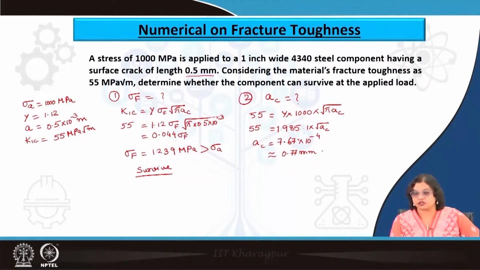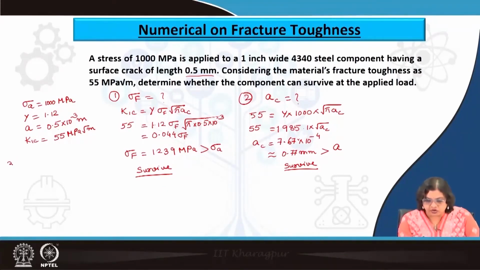Okay. Now, the existing crack length is only 0.5 millimeter. So, that makes this greater than A, the given A. Of course, that means that if we have a crack of 0.7 millimeter and if we are applying a stress of 1000 MPa, only then fracture can happen. Since the crack length is less than this value, fracture will not materialize under such condition. Okay, so this also gives us the same understanding that it will survive.